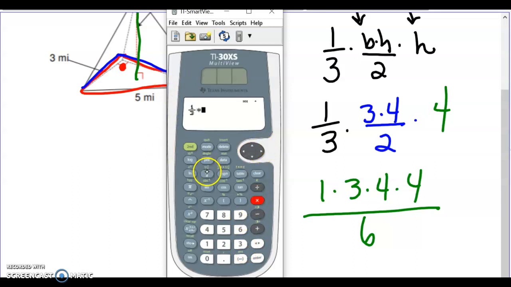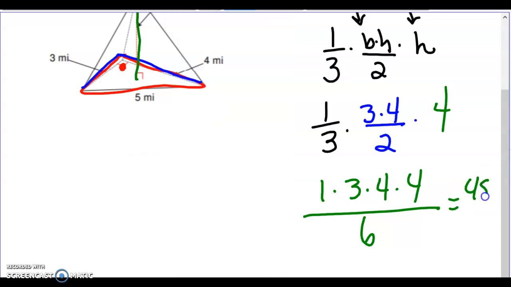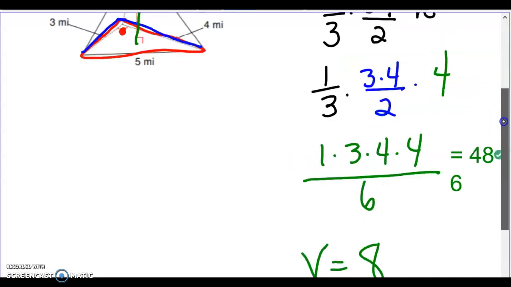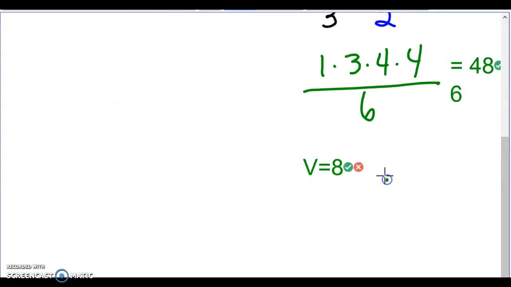All right, so I'm just showing you on mine. I'm just typing it in exactly like I have my formula. So we get 8 for a final answer, or if I multiply all the top, the top gives me 48. 48 divided by the bottom 6 is 8 as well. So the volume would be 8, and then what was that, miles cubed.